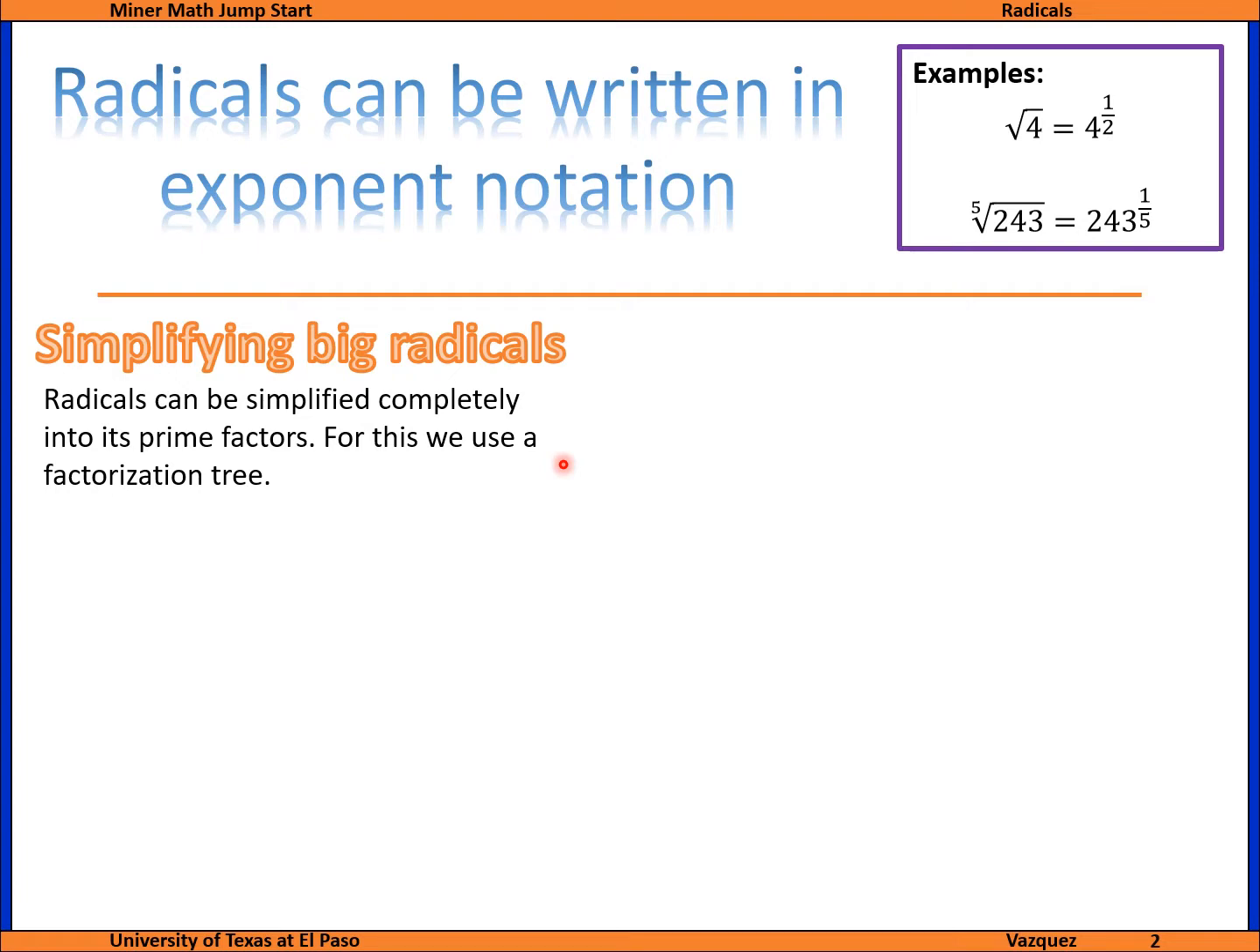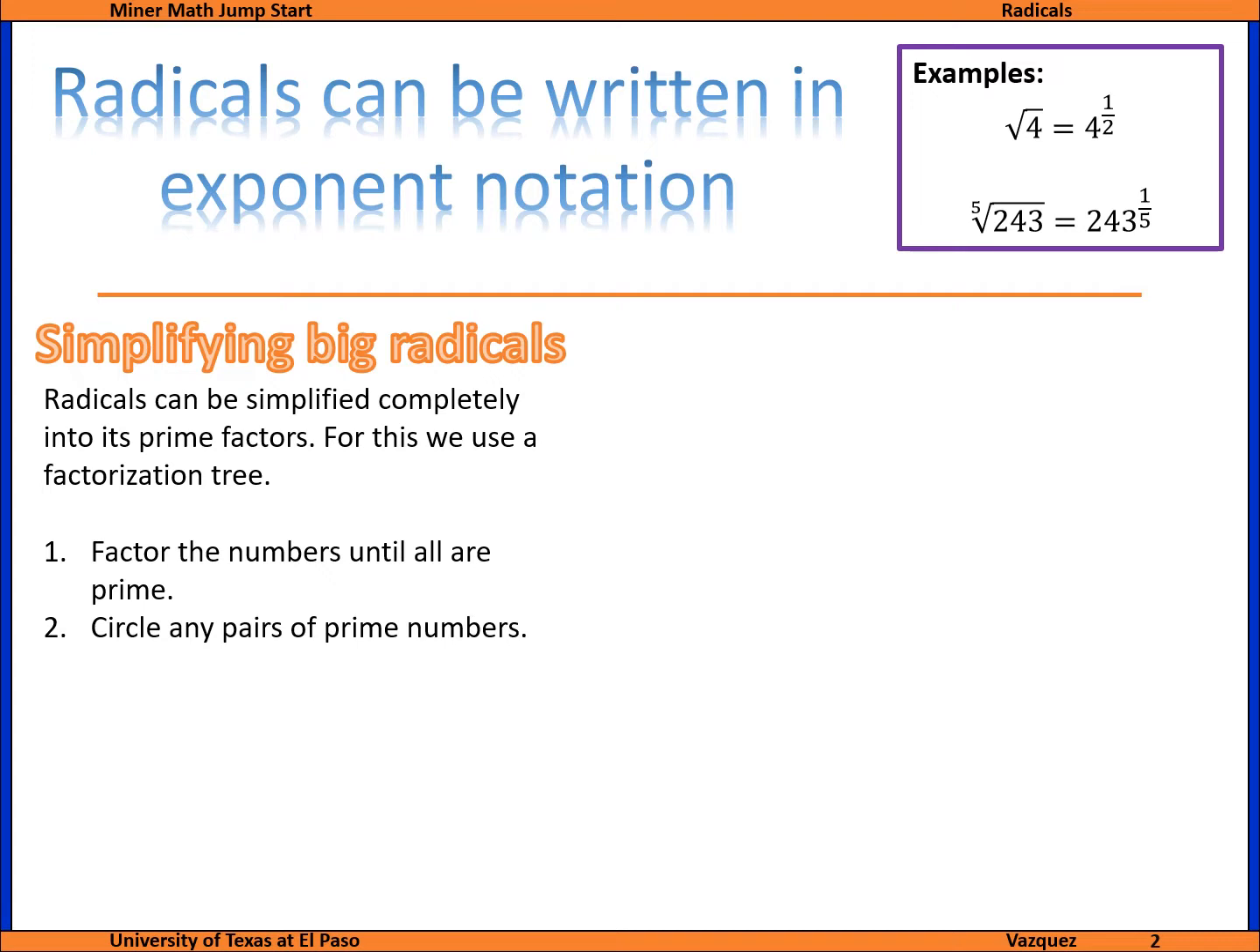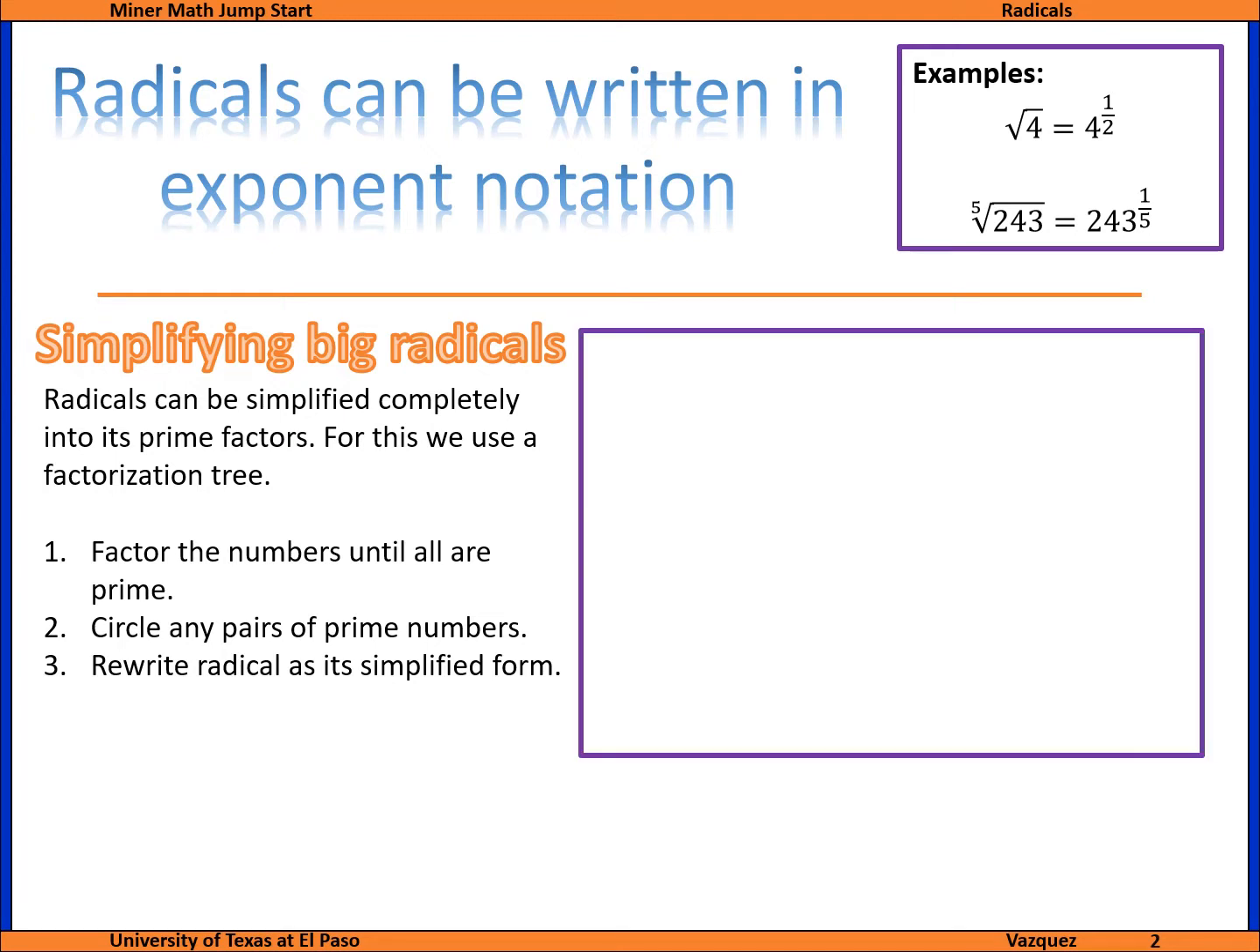And we're going to use something called a factorization tree for that. The steps are, number 1, factor the numbers until all of them are prime. The second step is to circle any pair of prime numbers. And the third step is to rewrite the radical in its simplest form. So again, let's look at an example. I like to go over examples to illustrate what it is we have to do.